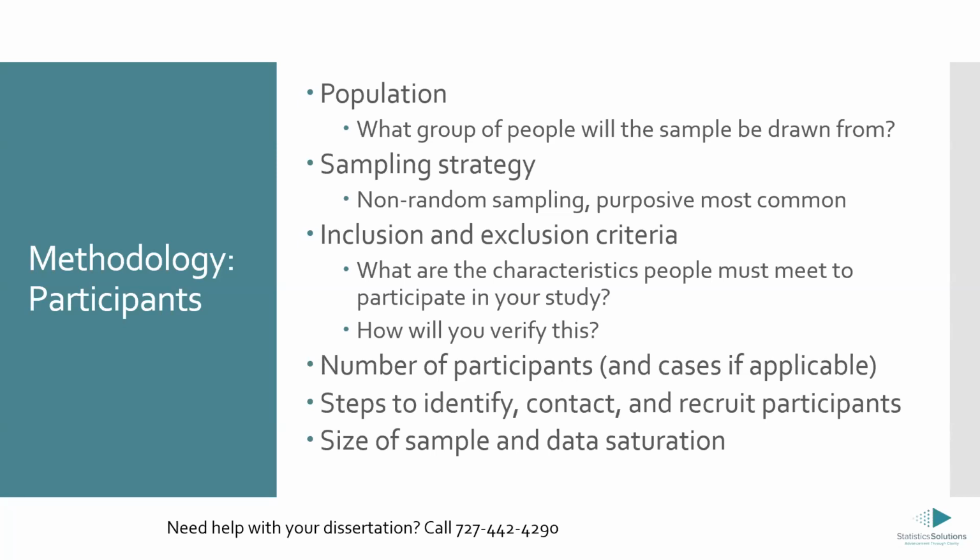You'll describe your sampling strategy. Purposive sampling is the most common. It's not random, it's criteria-based. Then you would want to outline what those inclusion criteria are. What are the characteristics that people must possess to participate in your study? And then how you plan to verify that. When people contact you, will you have just a brief telephone conversation with them to ensure that they meet those criteria? You want to talk a little bit about that in this section.